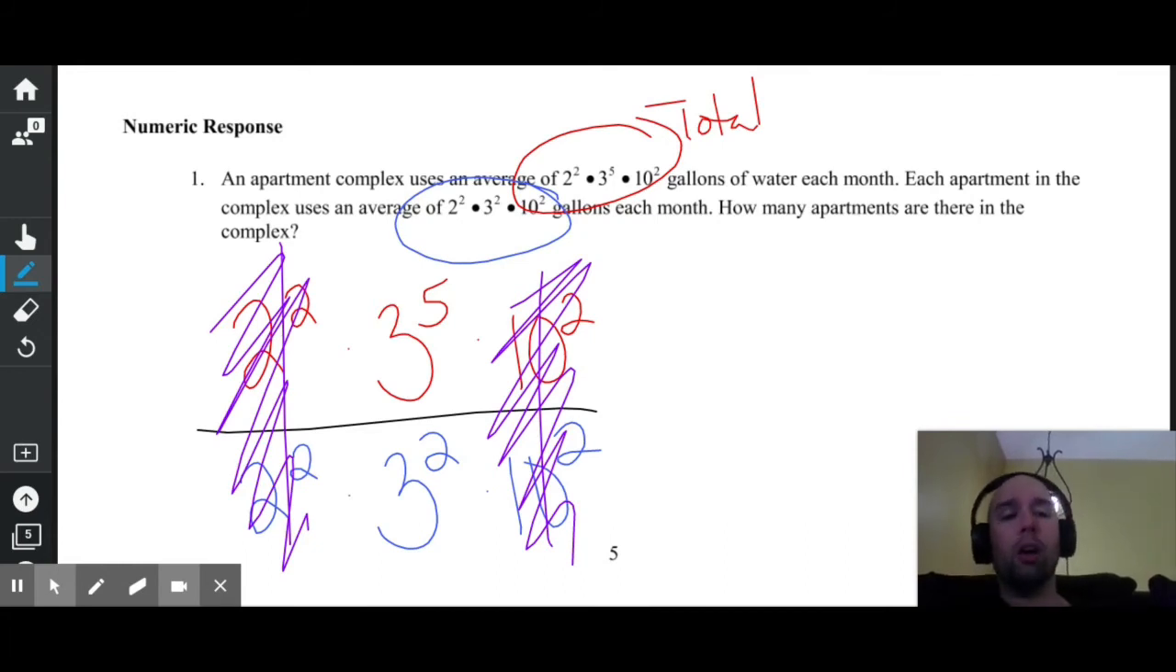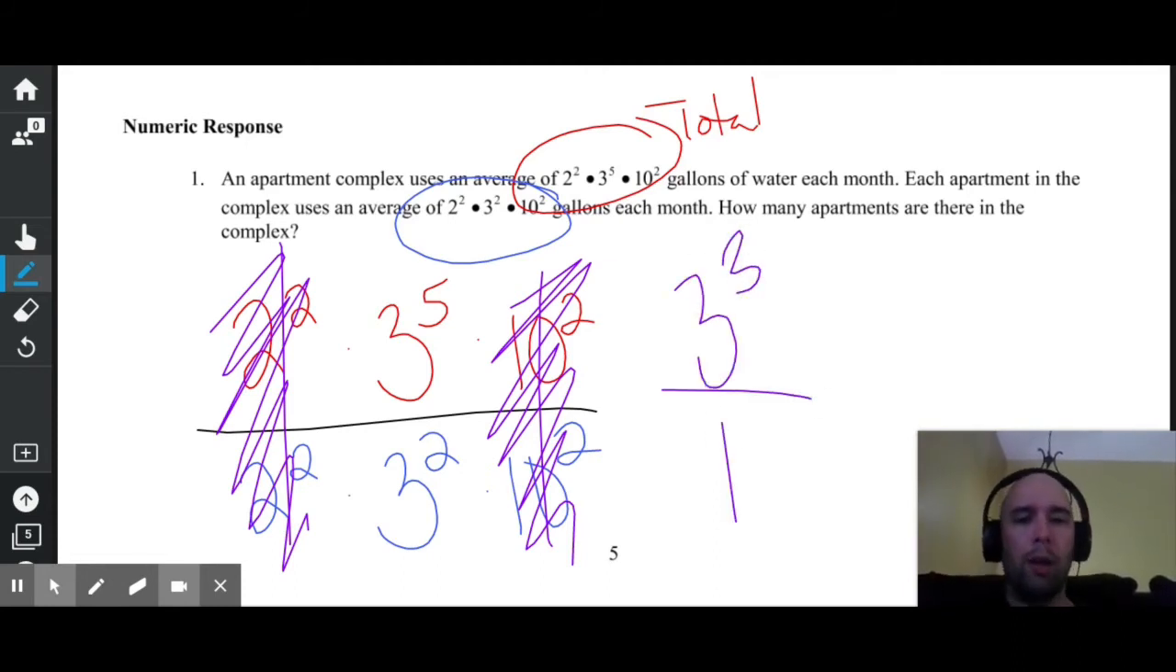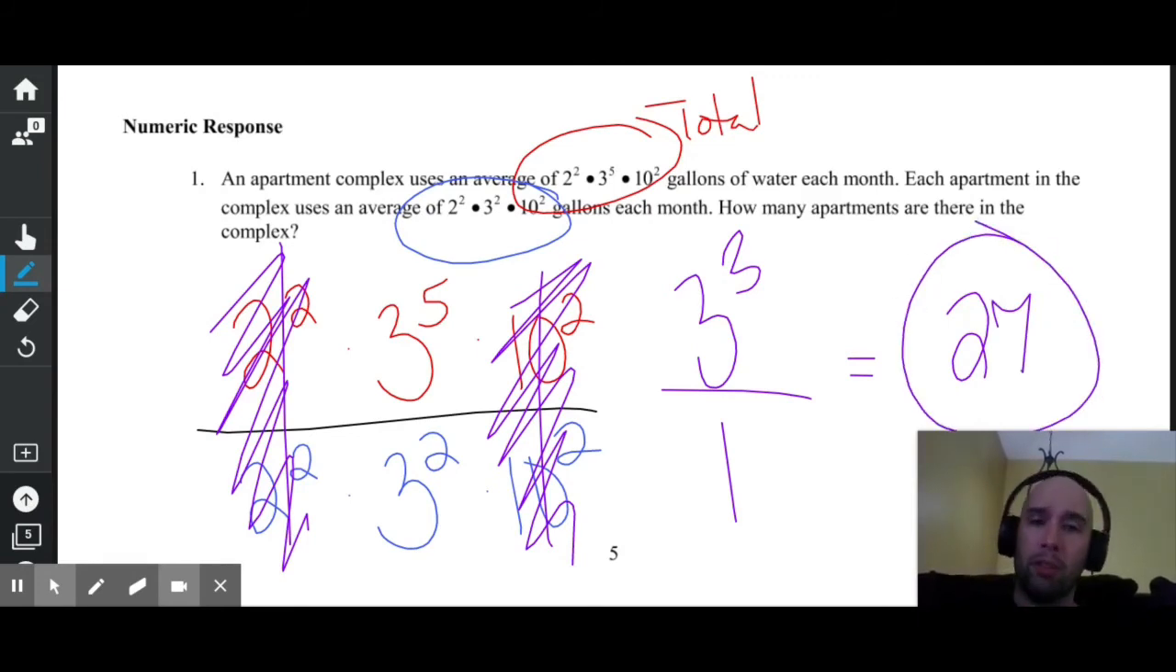I have 5 threes upstairs, literally, apartments, and I have 2 threes downstairs. That leaves me with 3 threes upstairs over 1. Now, if I'm going to answer this in real life terms, 3 to the third is 27. I have 27 apartments. That's a clever problem. I like that. Never did that problem before, but I like it a lot.